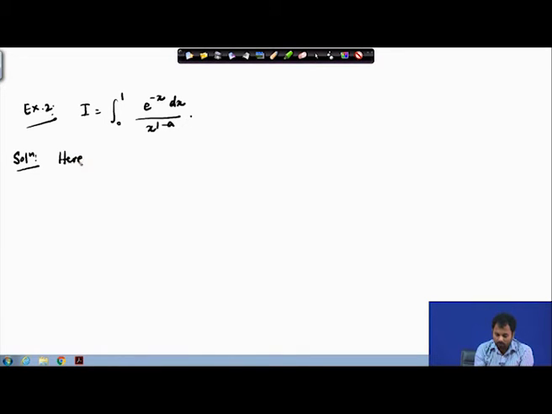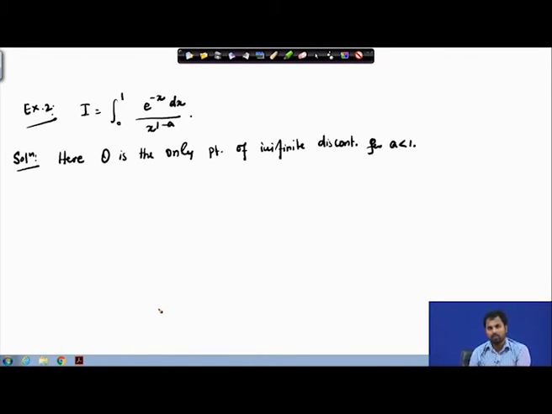here, 0 is the only point of infinite discontinuity for a less than 1, because for a greater or equal to 1, this integral is always defined. This integrand is always defined. So, now we will only check the convergence for a less than 1.